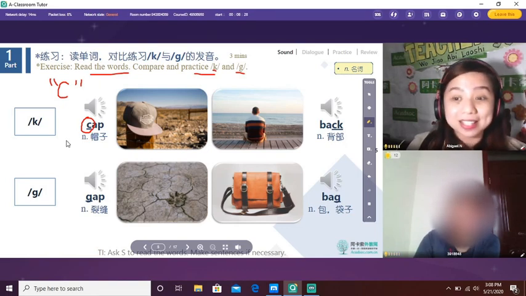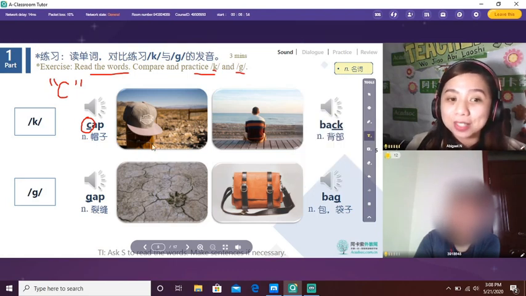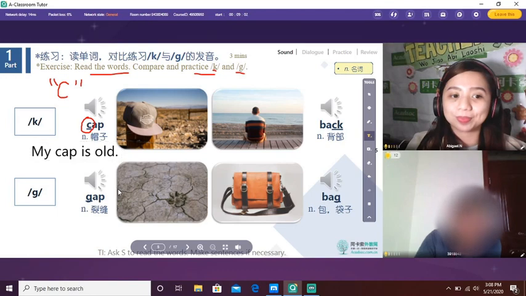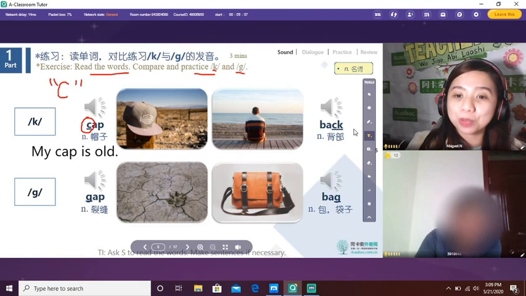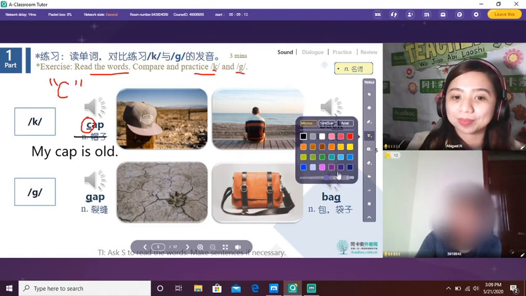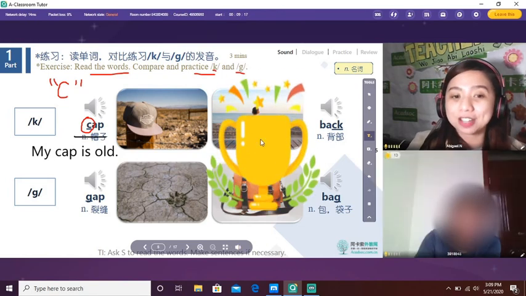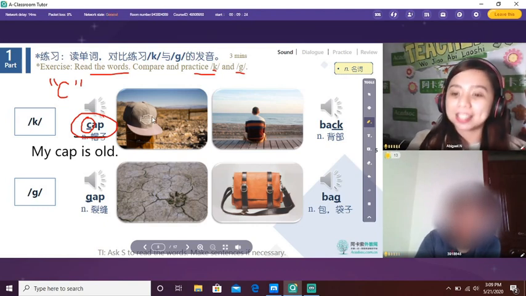Let's use this word in a sentence. Can you think of a sentence with cap? For example, my cap is old. Can you think of a sentence with this word? I like to cook. Oh, you like to cook. Oh, that's different. Okay. You like to cook. Okay. How about this word, Jin? You have to give me a sentence with cap.